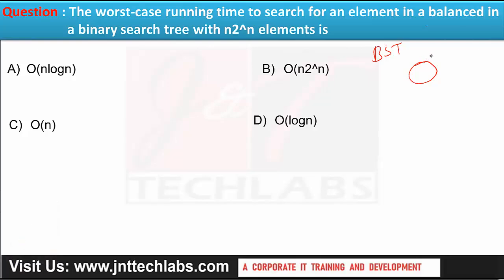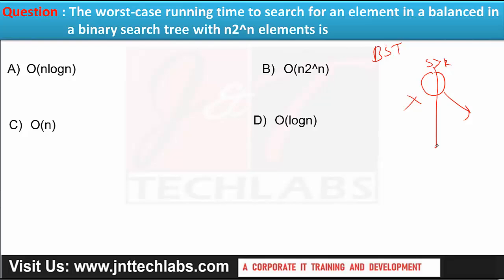First of all, we will compare with this node. If the searching node is greater than the root, then we will go to the right side. We will not go to this one. Half of the comparisons will be removed.